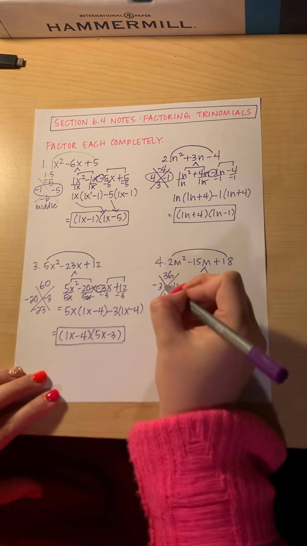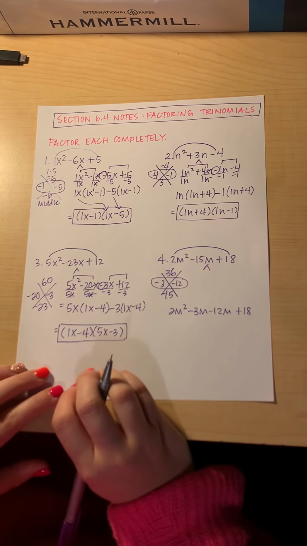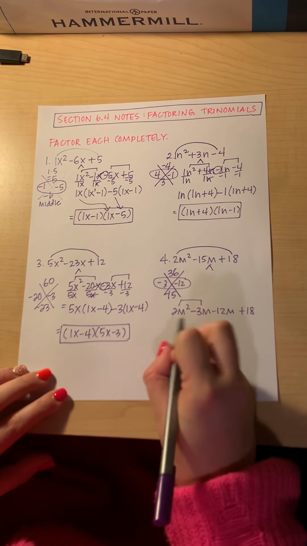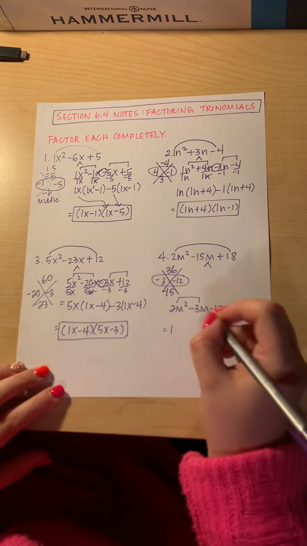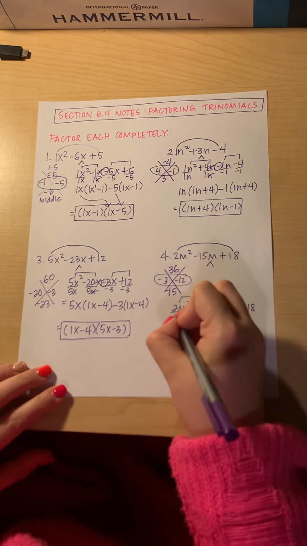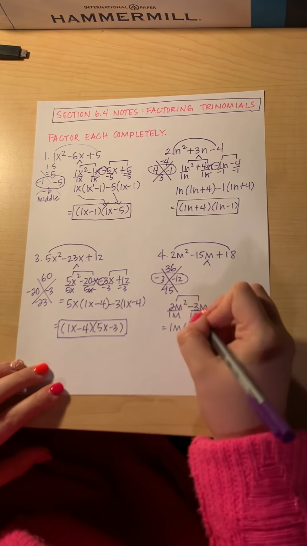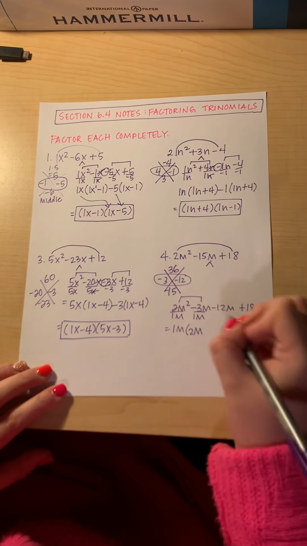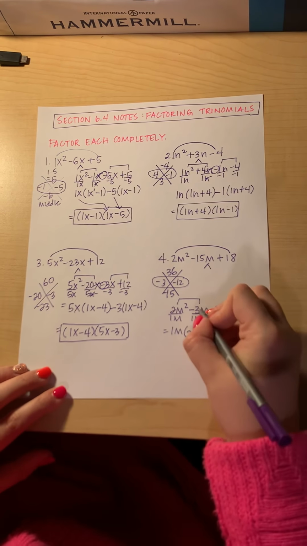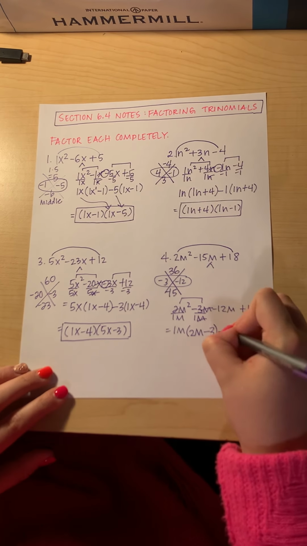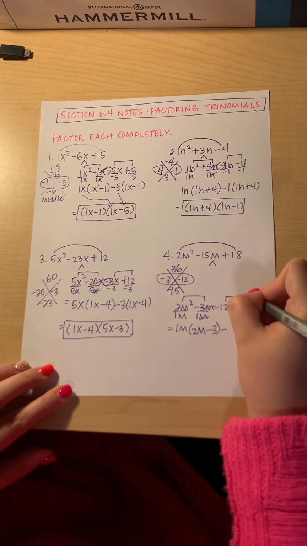Remember, I got these two numbers from us completing the diamond problem. So in group 1, the biggest number that goes into 2 and 3 is 1, but we know we can take out the m. 2 divided by 1 is 2. M squared divided by m is m. 3 divided by 1 is 3, and those m's cancel out. Got another minus in this problem.